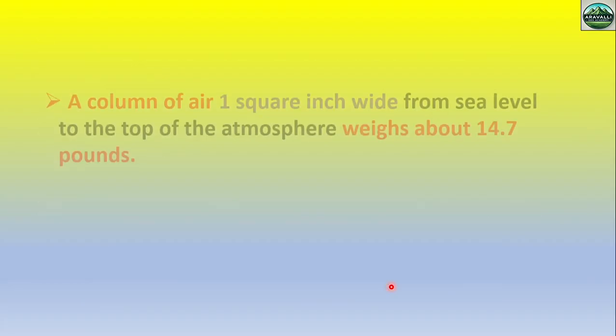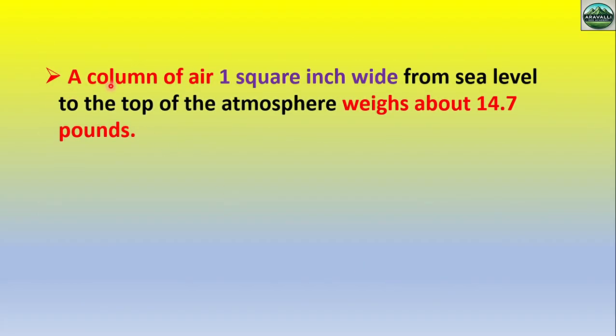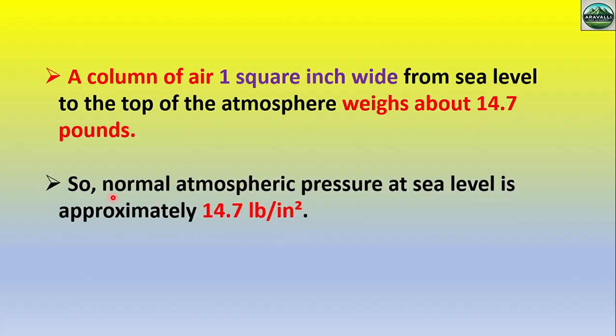This is about a column of air 1 square inch wide from the sea level to the top of the atmosphere. The weight of this air column is 14.7 pounds, and the normal atmospheric pressure at sea level is approximately 14.7 pounds per square inch. In this air parcel the atmospheric pressure is 14.7 pounds per square inch.